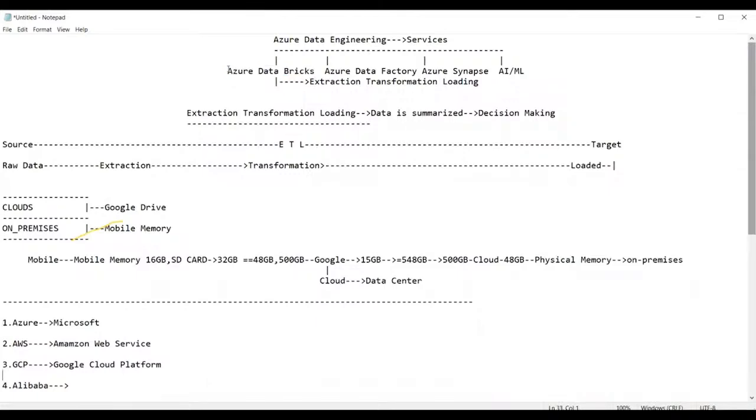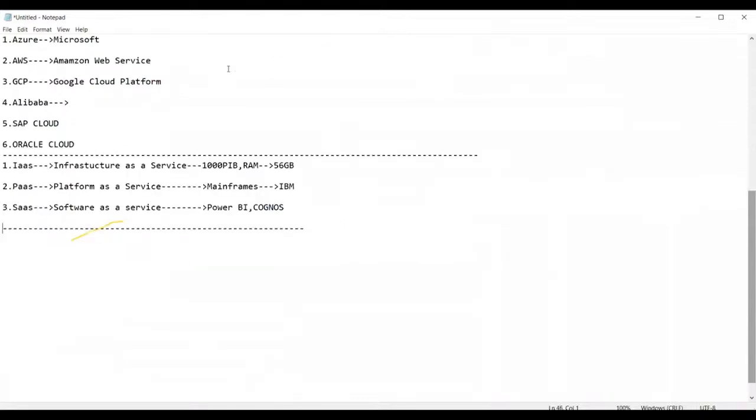So now guys, let us come back here. Azure Databricks is a service of Microsoft, which is provided to perform the job of extraction, transformation, and loading. Okay, guys. Now, let us try to understand this ETL with some example.